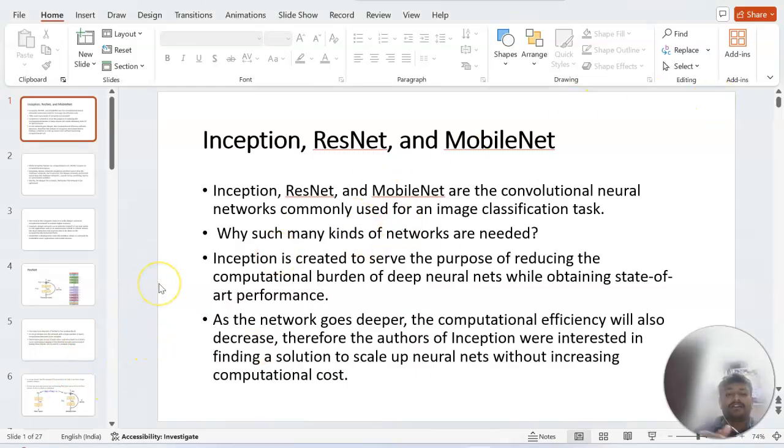In the previous classes you came to know why we need these three networks for image classification and how they work, that is Inception and ResNet. In a similar way, the layers will be similar, but one thing is that instead of regular convolution, here we will use depth-wise convolution layers.